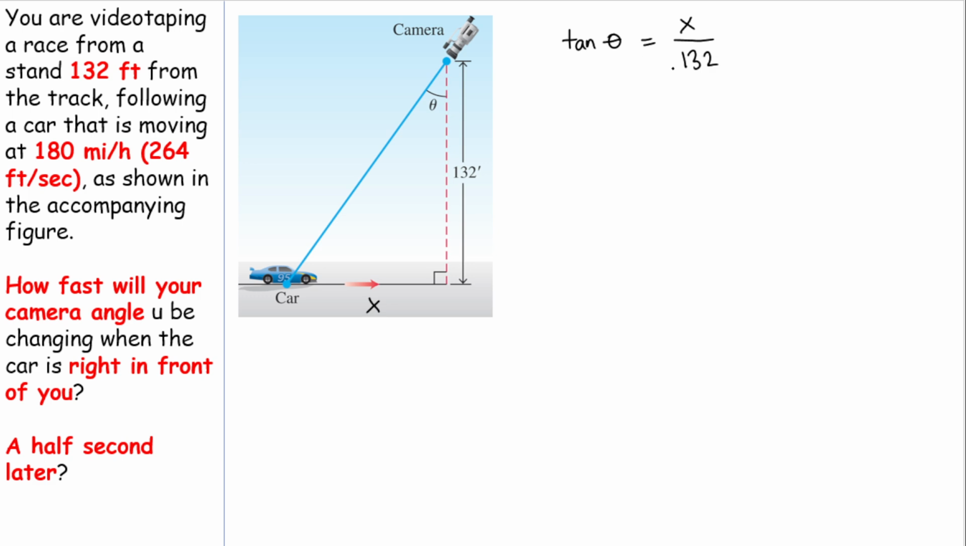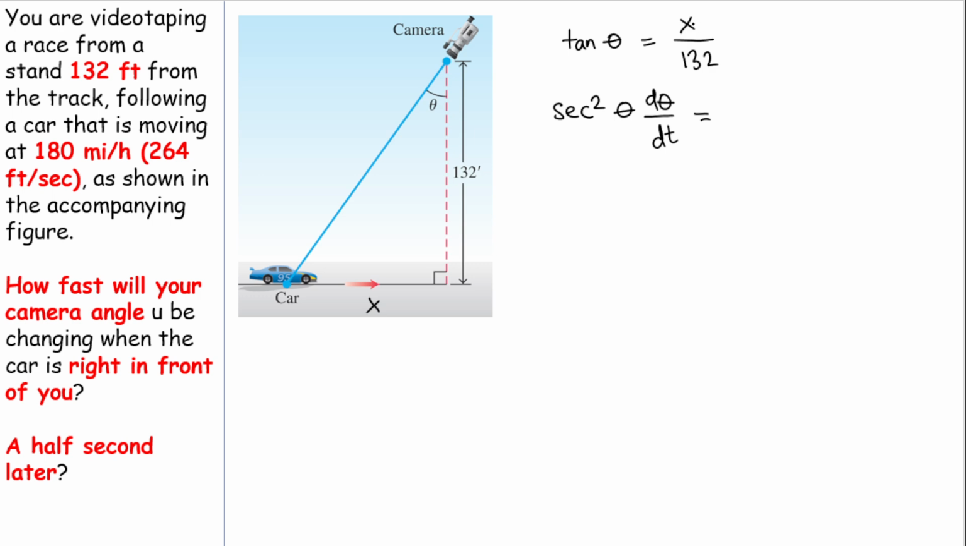With respect to time, okay? And the derivative of tangent theta is secant squared of theta. But this is the derivative of tangent theta with respect to theta. To get it over time, we need to multiply it by d theta over dt, right? Because of the chain rule.